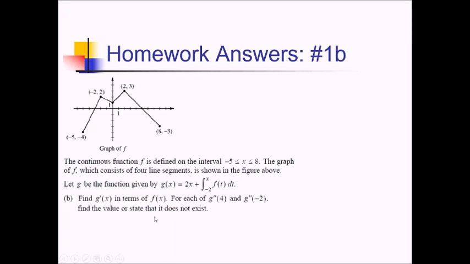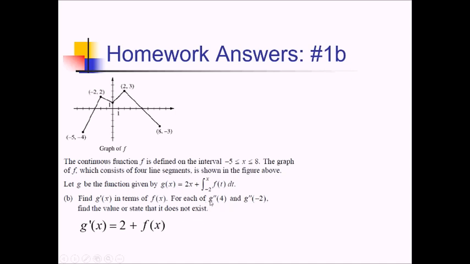For this problem, they want us to find g prime of x in terms of f of x. So here's the g function again. Taking the derivative of this, 2x is just going to become 2. And this integral here, I'm using my FTC, plugging in the upper limit for the dummy variable. So that's going to end up being just f of x.